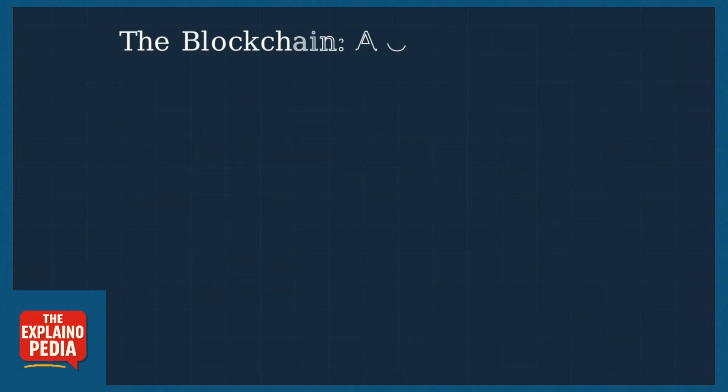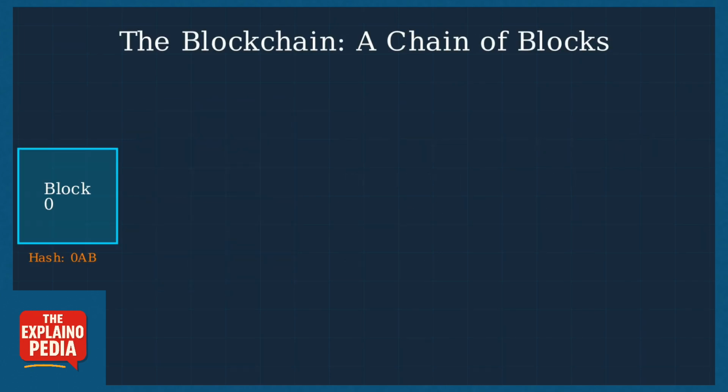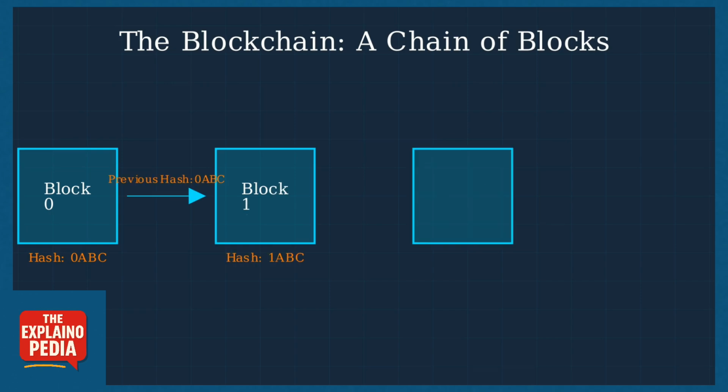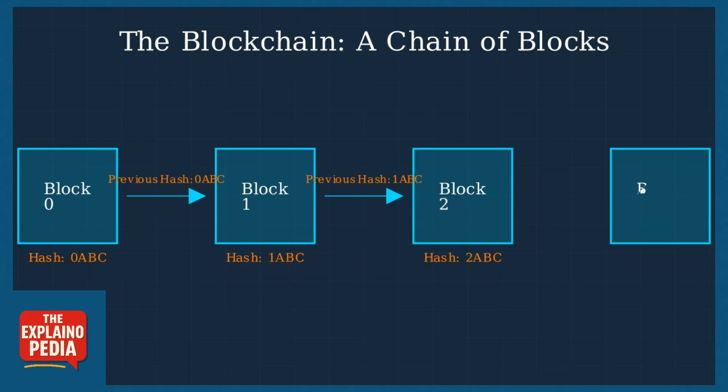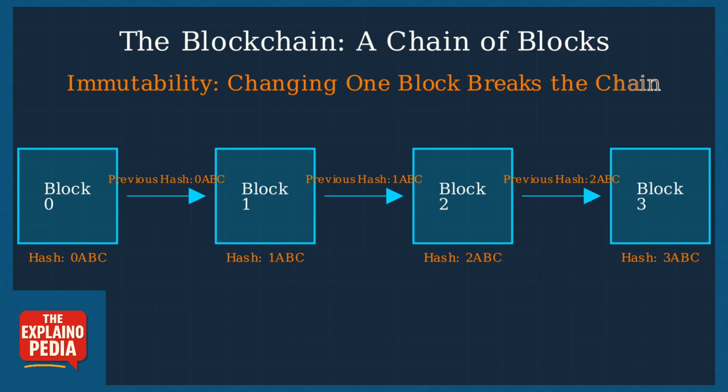The fundamental structure of a blockchain is a chain of blocks, where each block contains a reference to the previous block through its hash value. When a new block is created, it stores the hash of the previous block, creating an unbroken chain that can be traced all the way back to the first block. This structure makes the blockchain immutable. If someone attempts to change data in an earlier block, all subsequent blocks would become invalid.